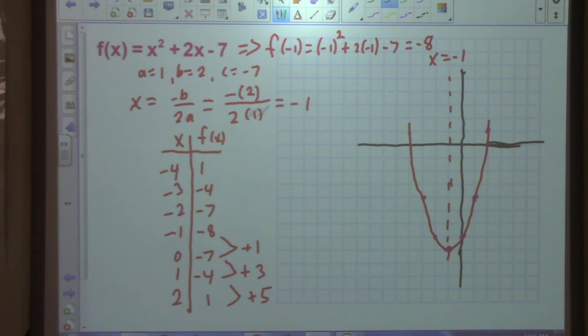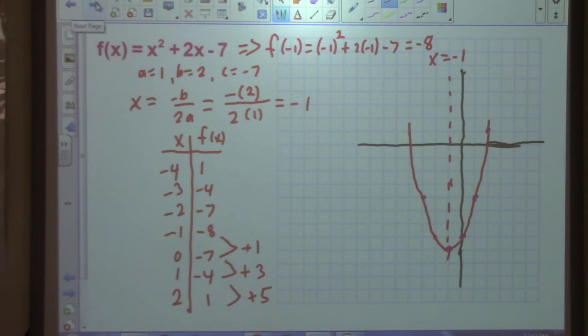So you can either do this and find the vertex using negative b over 2a, or you can change it into vertex form. And there's a technique to do that. It's called completing the square. Have you ever heard of completing the square? Oh, yes. We talked about that last year, Elizabeth. I think we did it in this conference. Yeah, this is good. So we're going to do some of that.